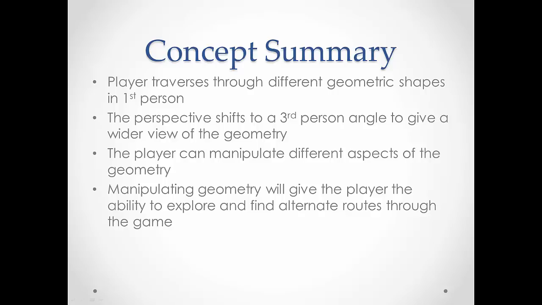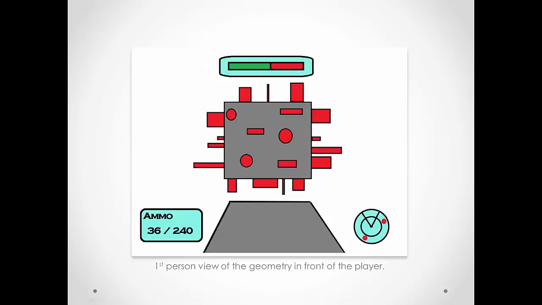The player will travel through the game in a first-person perspective, but will switch to a third-person perspective when the player chooses to manipulate different geometry. Geometry can be manipulated by being rotated on different axes, which will allow the player to experiment and explore alternate routes throughout the game.